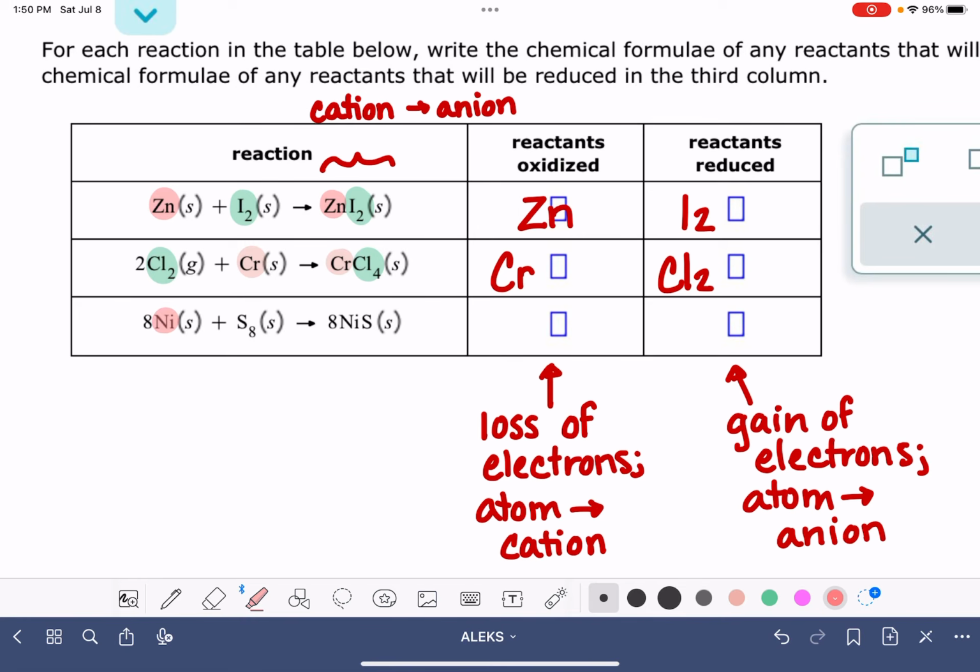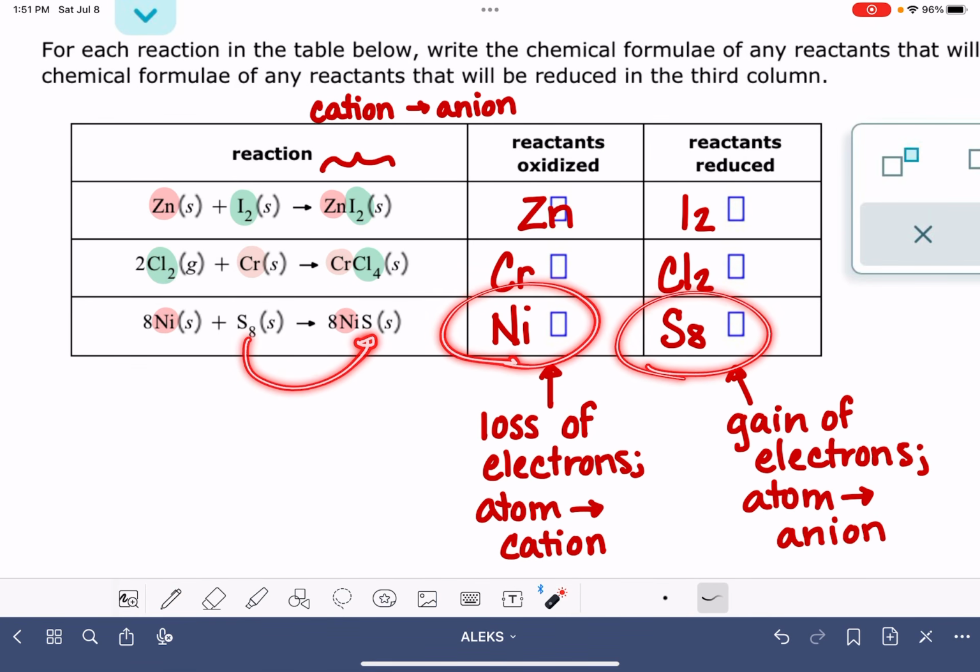Let's take a look at the last one. Here's nickel. Nickel ends up first in the ionic formula, which means that the nickel is a cation, and the other substance, the sulfur, S8, becomes the anion. So the nickel was oxidized and the sulfur was reduced.